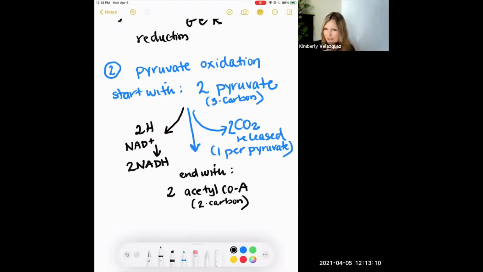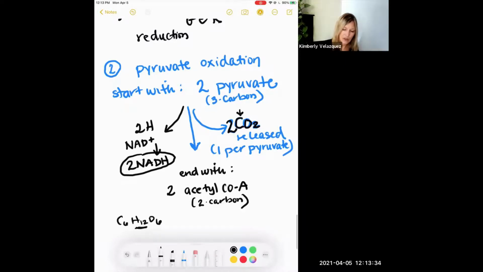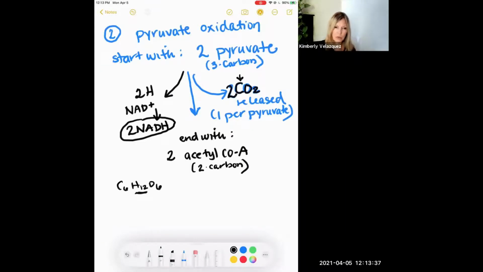A coenzyme gets attached in the process too. You don't need to know that level of detail. 2 carbon dioxides are released. That is important to know. That's 2 of our carbons from our C6H12O6. We picked up 2 more hydrogens. So now we've picked up 4 total of those 12 hydrogens. Remember, C6H12O6, 12 hydrogens. We picked up 2 in glycolysis. We've now picked up 2 more in the transition phase. No ATP is made in pyruvate oxidation.